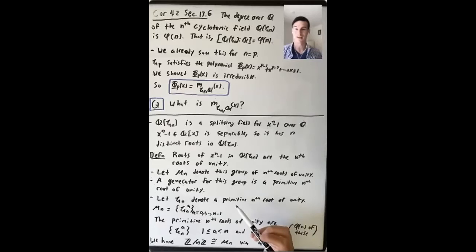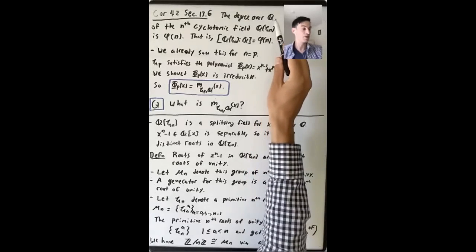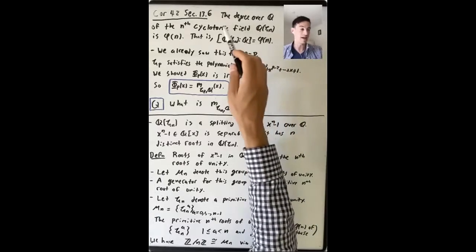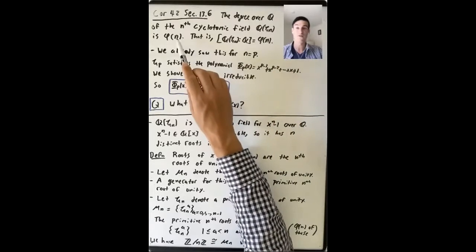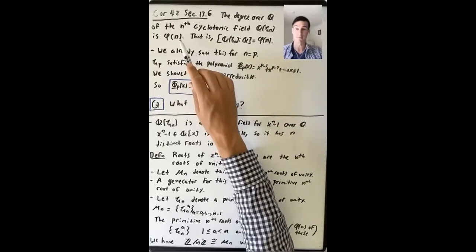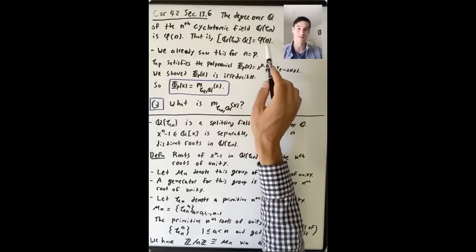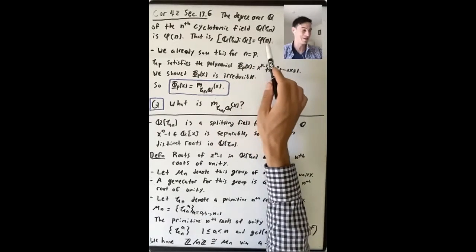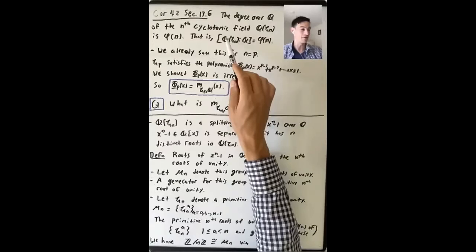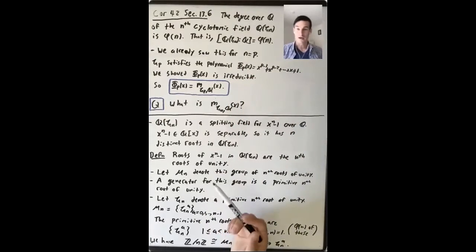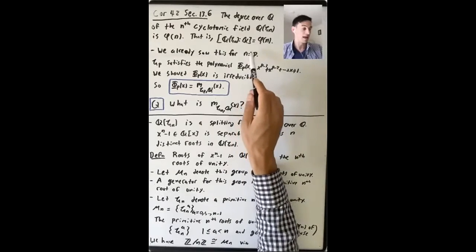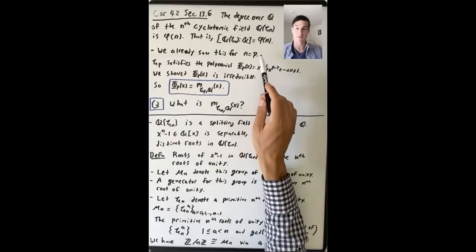The rest of the lecture is going to be to prove Corollary 42 in Section 13.6, which is that the degree over Q of the nth cyclotomic field, Q adjoins zeta of n, is phi of n, the Euler phi function. That is, the degree of Q adjoins zeta of n over Q is phi of n. We already saw this for n equals p, the special case where n is prime.